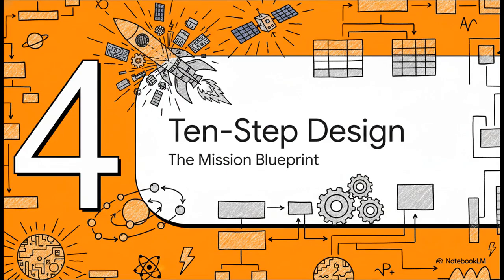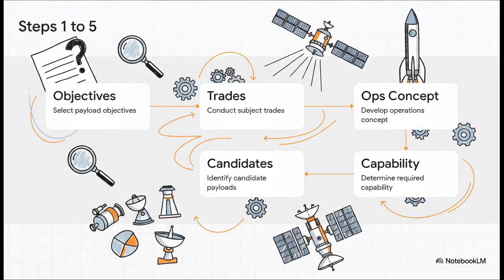Let's bring this all together in section 4. The 10-step design process. We've talked about the physics, but how does the engineering actually happen? It happens through a rigorous 10-step methodology. Step 1, select payload objectives. 2, conduct subject trades. 3, develop an ops concept. 4, determine required capability. And 5, identify candidate payloads.